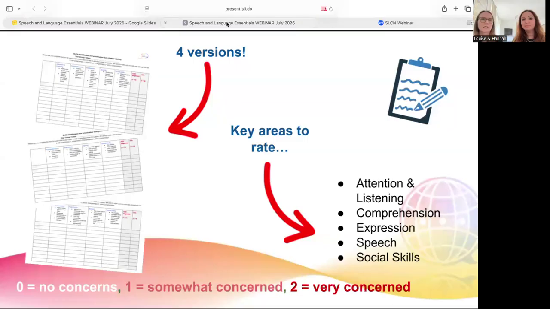These are attention and listening, comprehension, expression, speech, and social skills, which staff can rate for each child in their class. The rating is based on 0 for no concerns, 1 for somewhat concerned, and 2 for very concerned. The guidelines for each area are adapted depending on whether you're rating early years, Key Stage 1, or Key Stage 2.